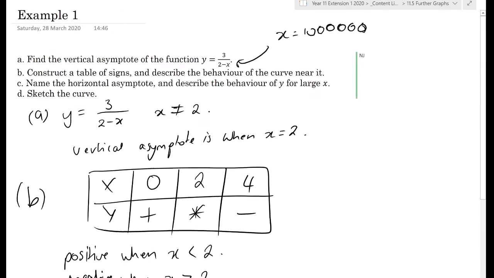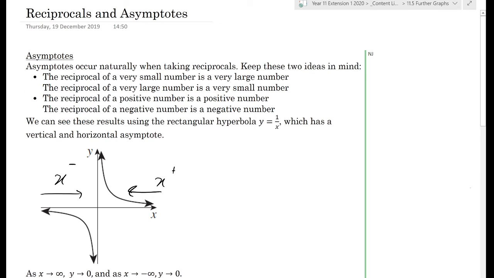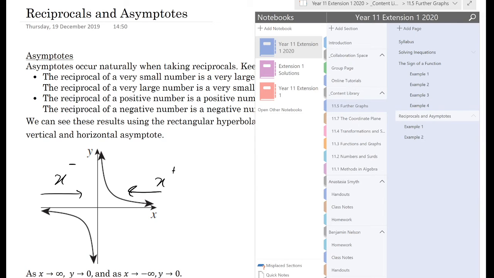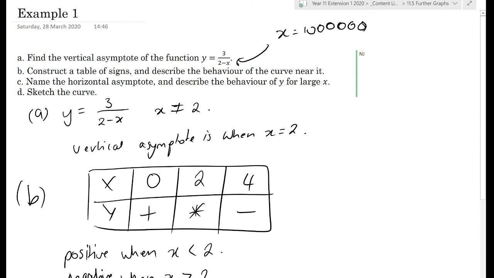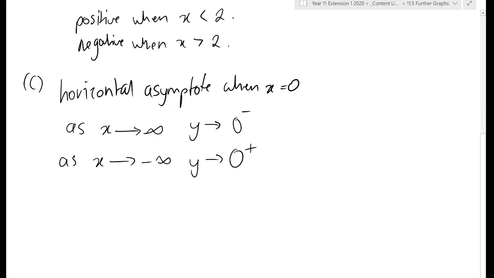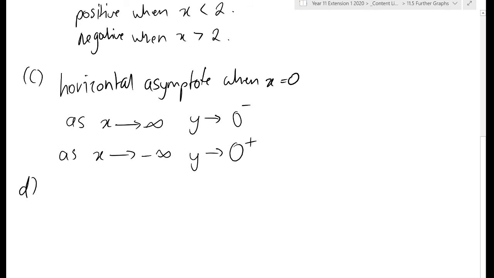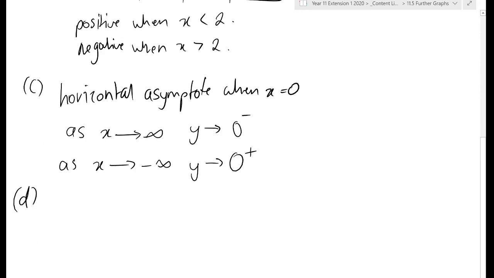So remember going back to this thing over here. The reciprocal of a positive number is a positive number, and the reciprocal of a very large number is a very small number. So if I've got a very, very large negative number on the bottom, then that value is equal to a very small number, and vice versa. Okay, so that's that.